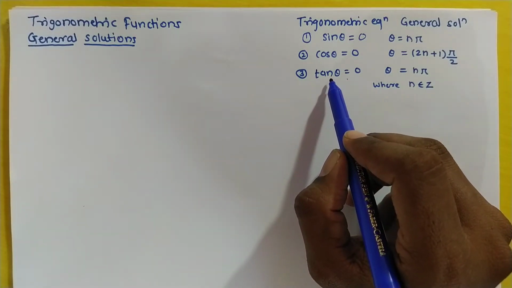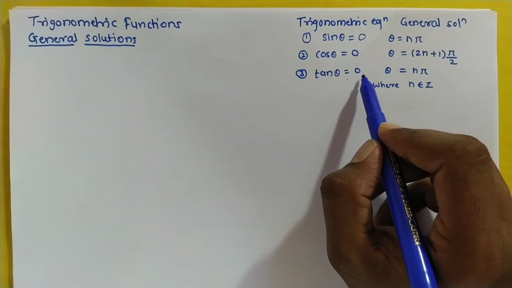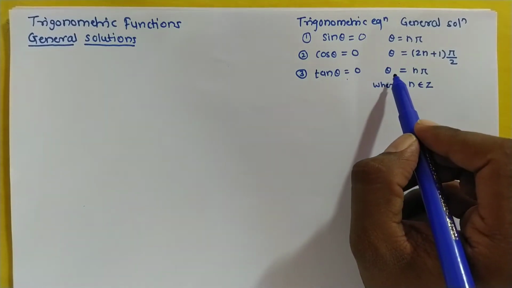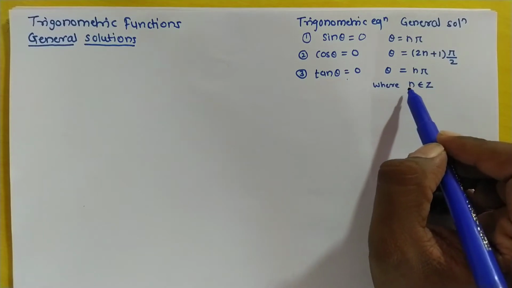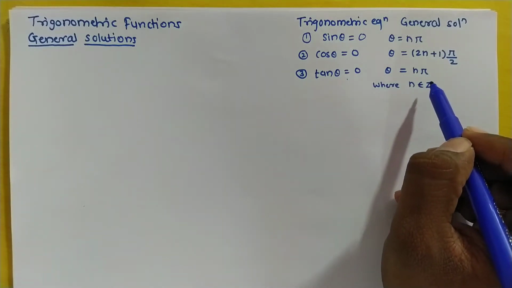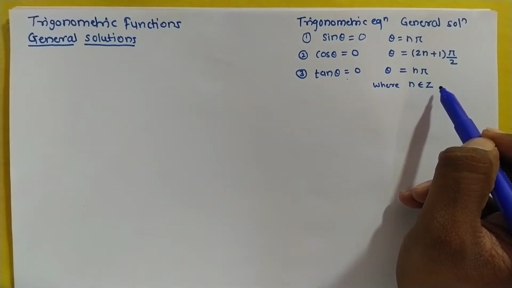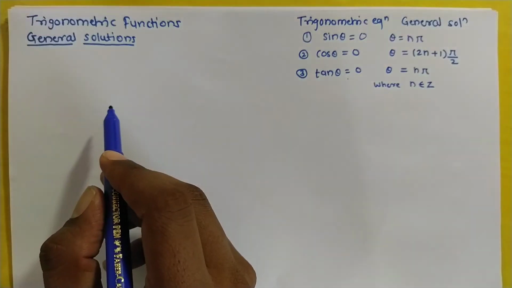Next trigonometric equation, tan theta equal to 0, and the general solution of this trigonometric equation is theta equal to n pi, where n is an integer and it belongs to the set of integers. So now we take the example.